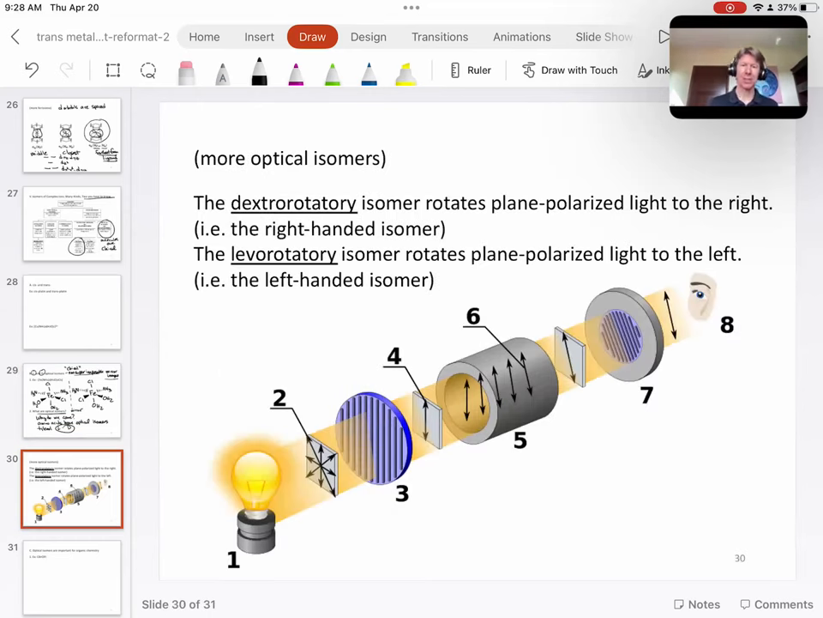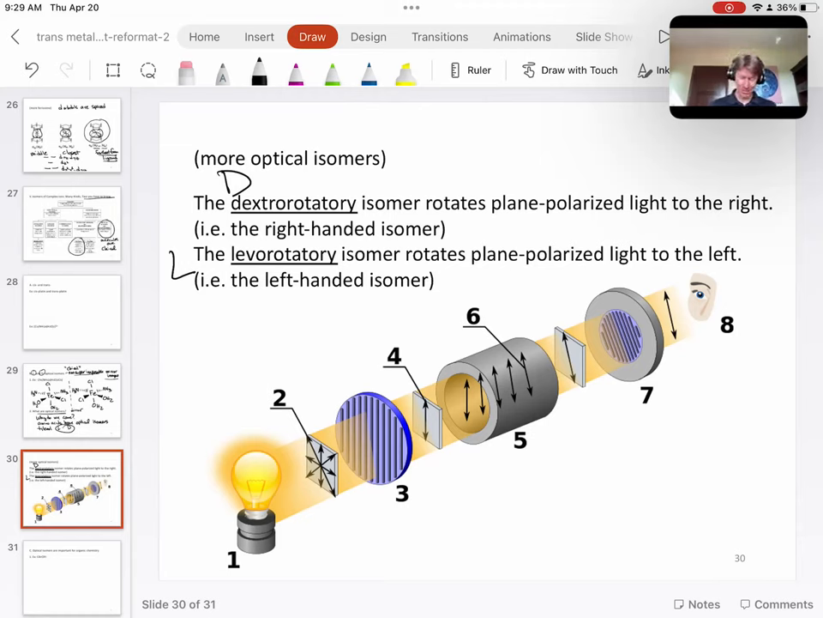Now, let's talk about what L and D mean. So we've got D right here and L. L stands for levorotatory, and it rotates plane polarized light to the left. Dextrorotatory rotates plane polarized light to the right. I studied plane polarized light, or polarized light in general, in my graduate work. So please write a little smiley face next to the light bulb, because I'm excited, and maybe you are too, about this.